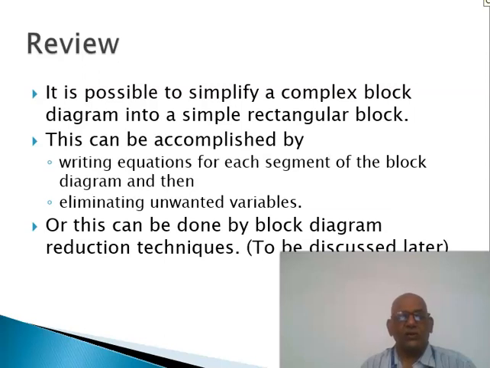Before we go into the present video, we'll do a quick review of what we have seen already. We have seen that it is possible to simplify a complex block diagram into one single rectangular block. This can be achieved either by writing the equations and eliminating unwanted variables, or by block diagram reduction techniques, or by signal flow graphs and Mason's gain formula. The signal flow graph and block diagram reduction we'll see later.